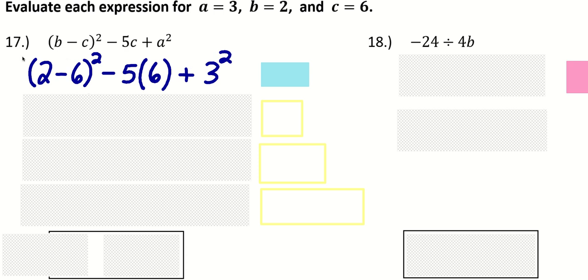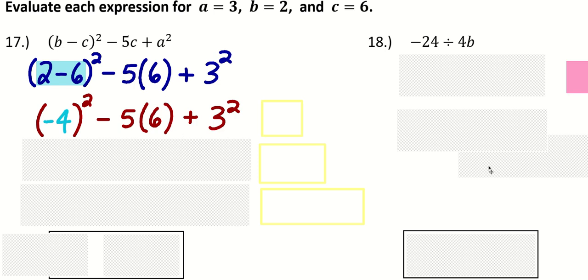So it gets me to here, and then you're just playing the same game you were a minute ago, following the order of operations, which looks like there's something to do in the parentheses. So that 2 minus 6 takes precedence because it's in the parentheses. So that becomes a negative 4, and I did nothing else. Everything else got written as it was.